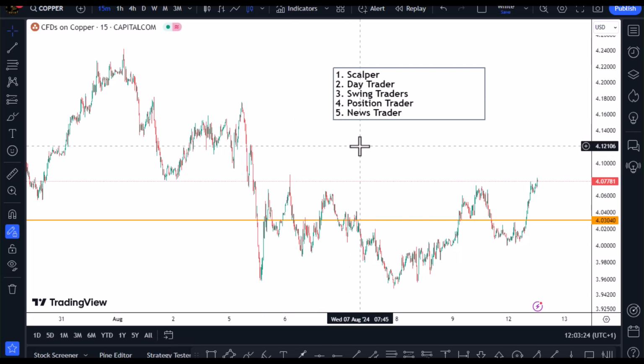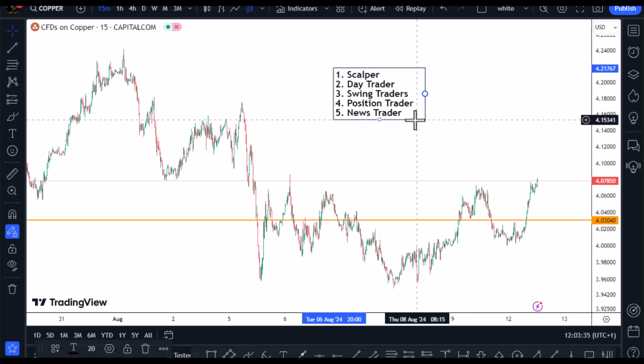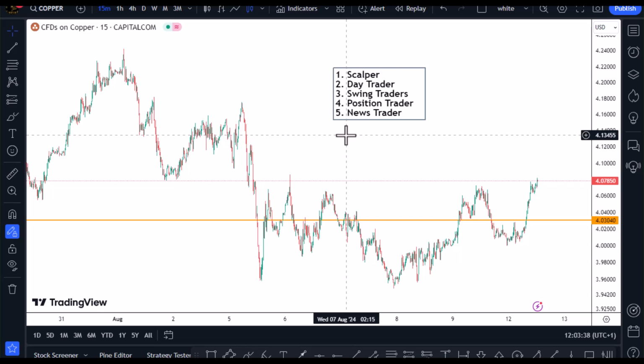So if you are in this class and you do not understand what scalping, day trading, swing trading, position trading, or news trading is all about, please signify before I proceed forward. Please, guys, please signify. I believe every one of us right here knows what they are all about, right? Okay, good.